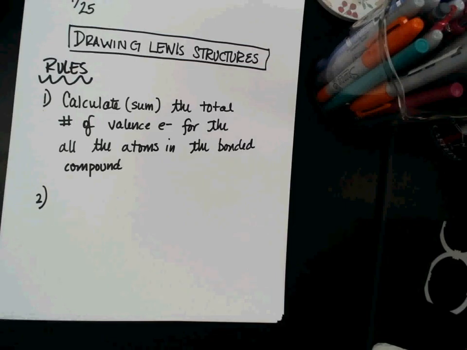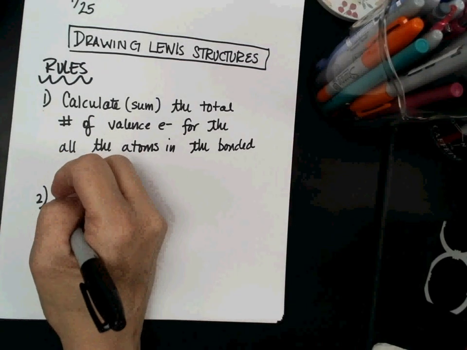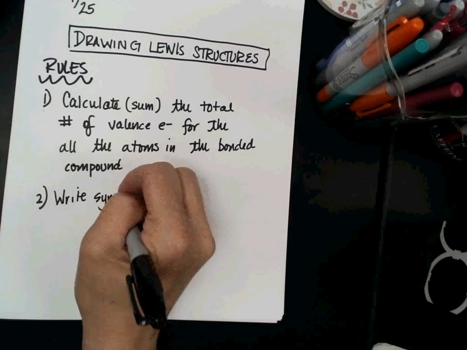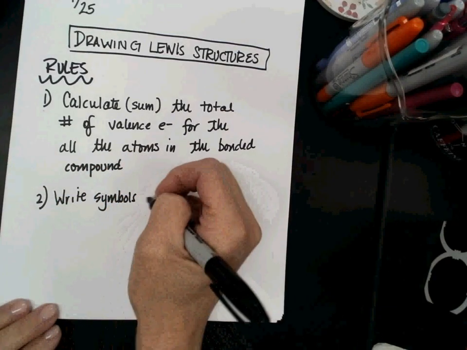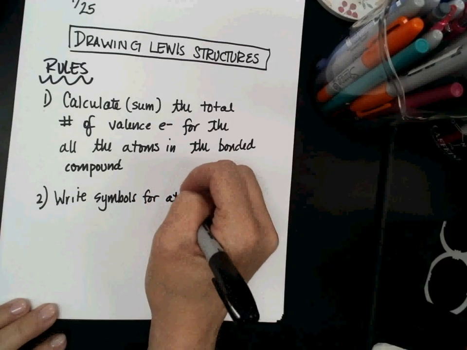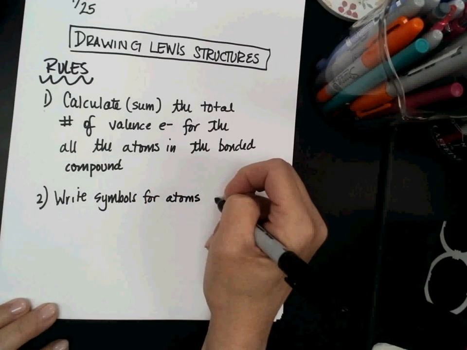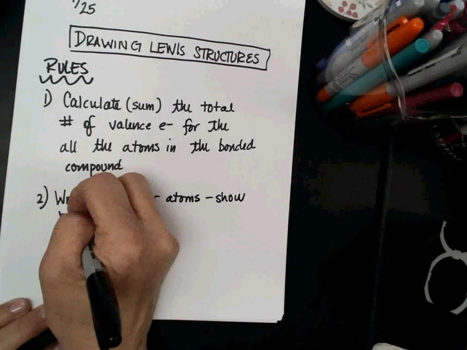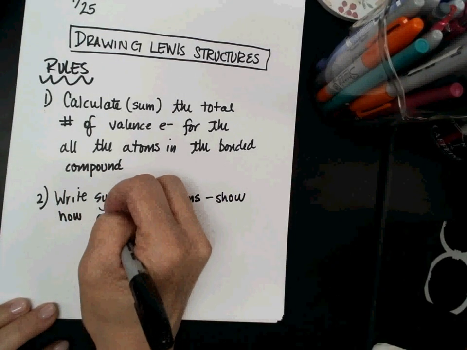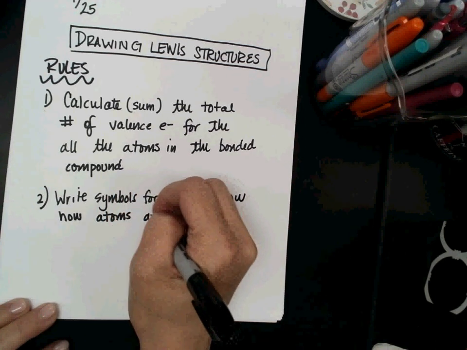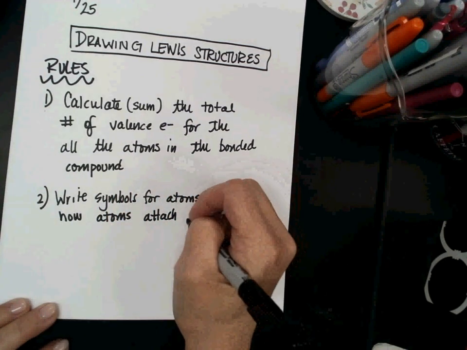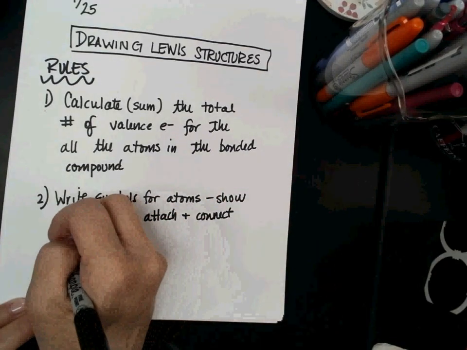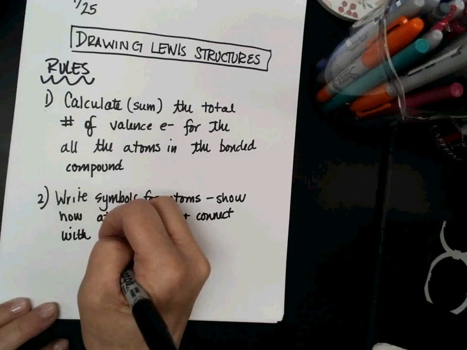So once you figure that out, then you're going to write your atoms, or I guess I should say write the symbols for the atoms, and that will show how the atoms attach to each other. And this will be with a single bond. So you start with a single bond.